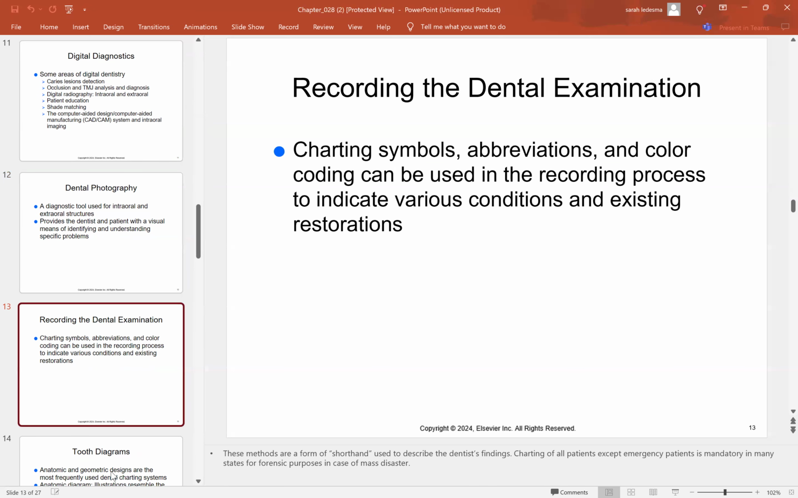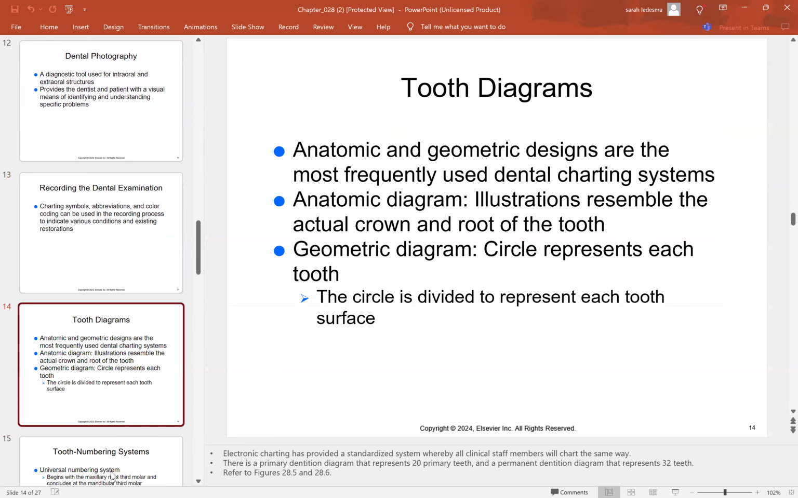Recording the dental examination. Charting symbols, abbreviations, and color coding can be used in the recording process to indicate various conditions and existing restorations. Anatomic and geometric designs are the most frequently used dental charting systems. Anatomic diagrams resemble the actual crown and root of the tooth, and in geometric diagrams, a circle represents each tooth and is divided into the surfaces.